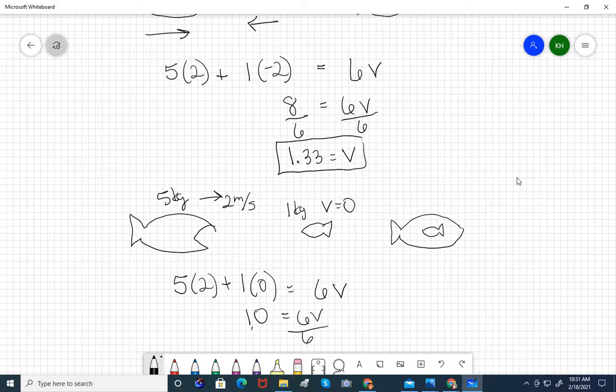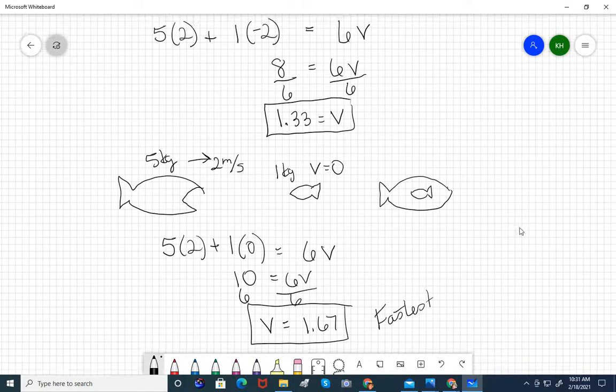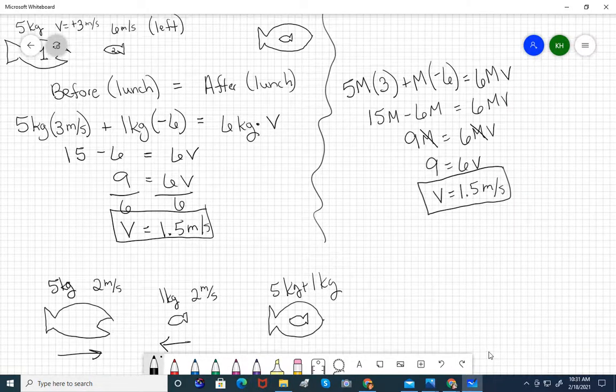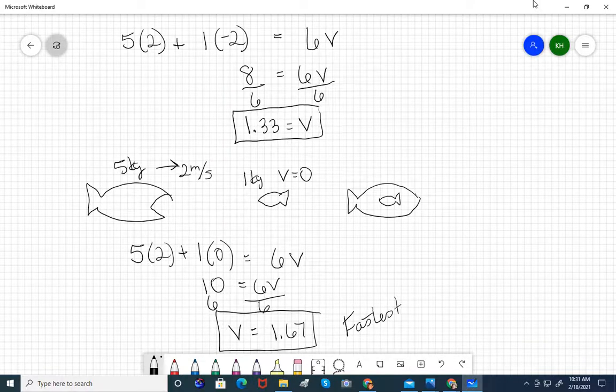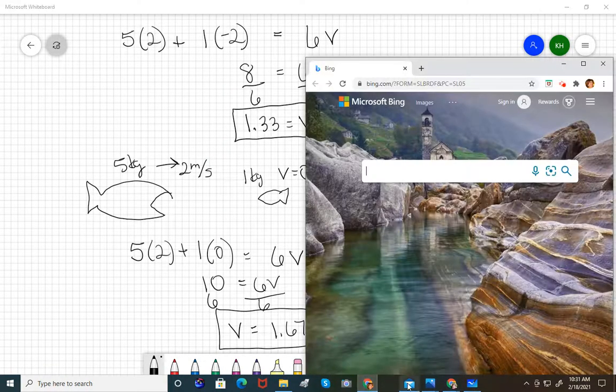If I divide by 6, I can see that my final velocity in this situation is 1.67. This was actually the fastest. And it was because this fish wasn't going at all. You can see my middle one was my slowest. This was in the middle. So that's how you rank them. I hope this little short video just kind of helps you out, gives you an idea what you need to do.